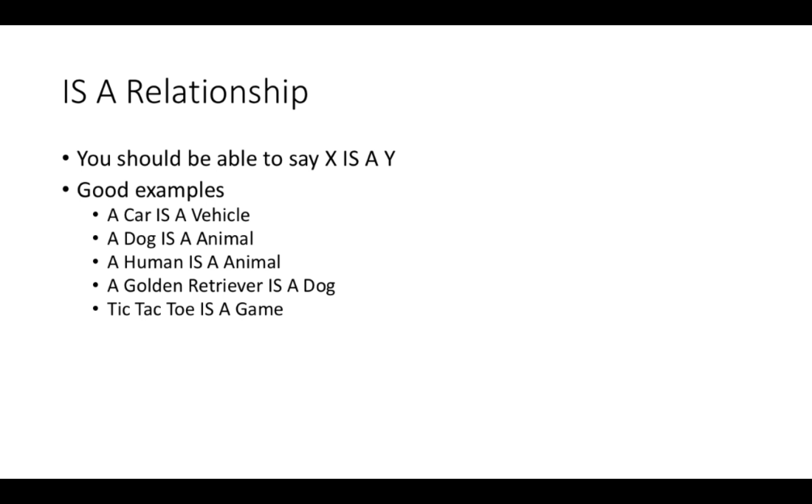Some bad examples, and it's actually really common to do this wrong as you're getting started. The way that this goes wrong often is when you have a part-of relationship instead of an is-a relationship. So you try to take something that's part of something else and make it a subclass. That's incorrect. You don't want that to happen.